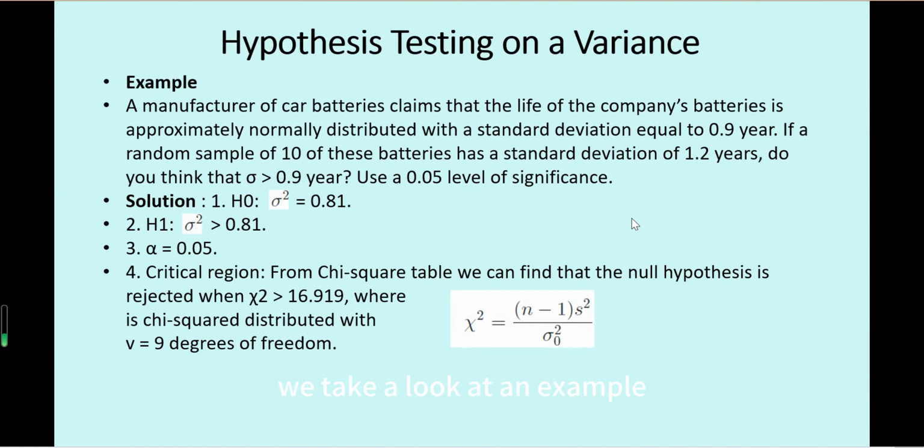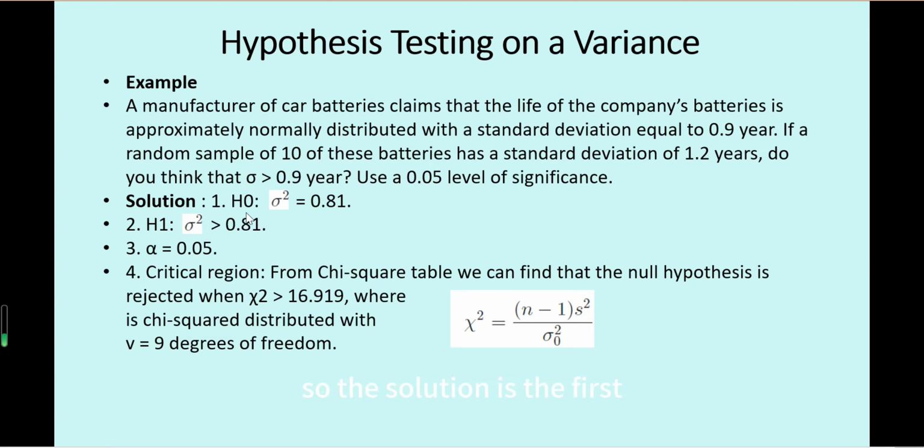Let's take a look at an example. A manufacturer of car batteries claims that the life of the company's battery is approximately normally distributed with a standard deviation equal to 0.9. If a random sample of 10 of these batteries has a standard deviation of 1.2 years, do you think that sigma is larger than 0.9 year? Use a 0.05 level of significance.